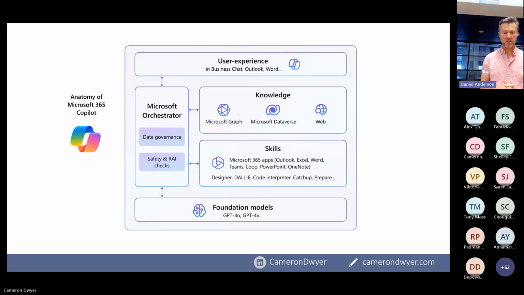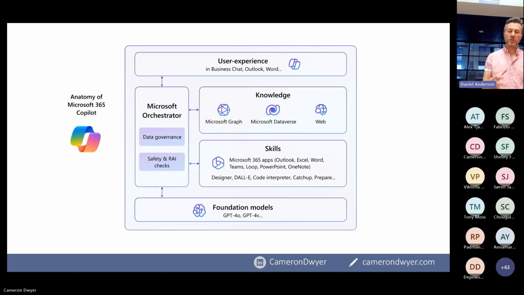And then bringing it all together, you've got the Microsoft Orchestrator. So this is what combines those different pieces. It's what takes the user's prompts coming in from the user experience and leverages the knowledge it knows about and the skills that it knows about and the foundation models, the ChatGPT underneath, and it brings all of that together in order to respond to the user's prompts.